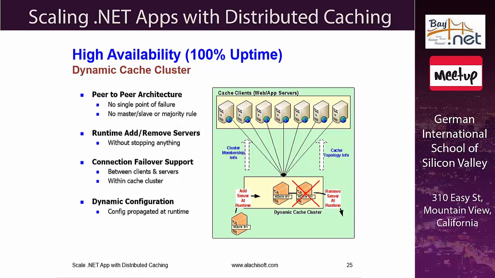A cache is like your database. You don't want the database to crash in the data center, so you don't want the cache to stop either. There's flexibility in the cluster and the dynamic configuration and the connection failover. The connection failover means if any cache server goes down, all the clients that are connected to it continue to work with other servers.